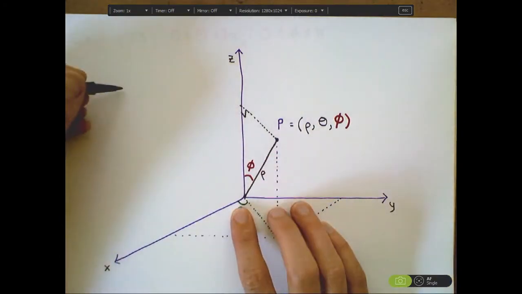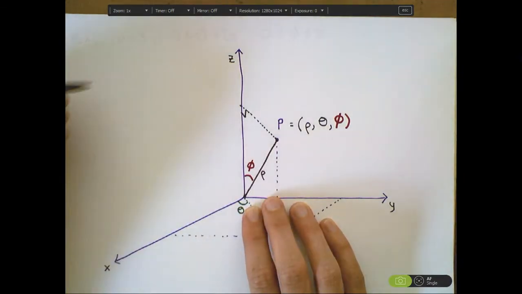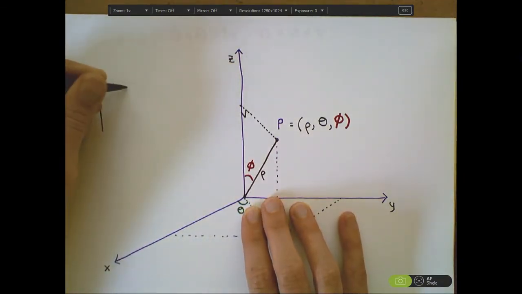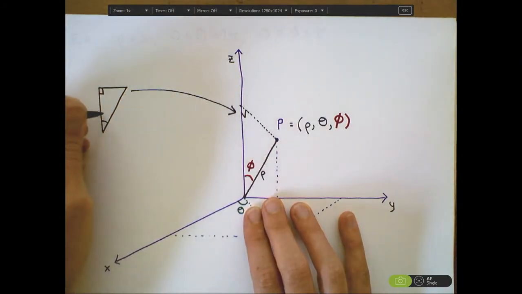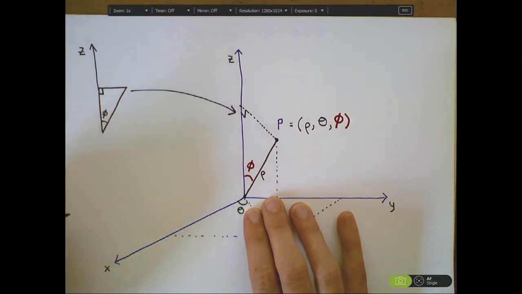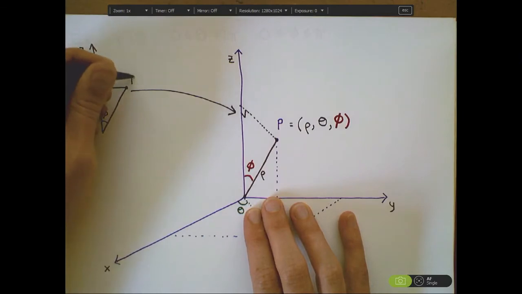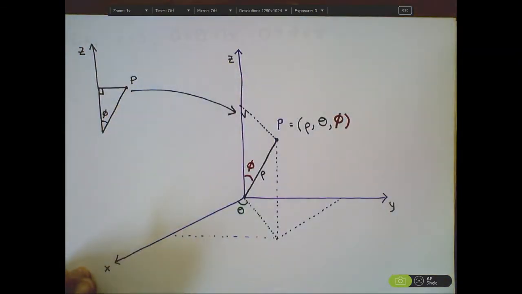So if I abstract this a little less, the angle that's made with the z-axis here, this is this right triangle, where my angle phi is the angle made with the z-axis. This is the z-axis, and this is my point P. I've just reoriented this triangle to see it a little better.